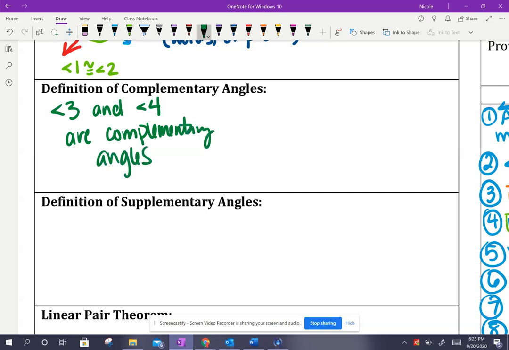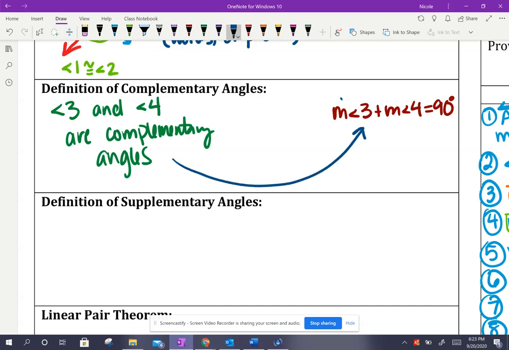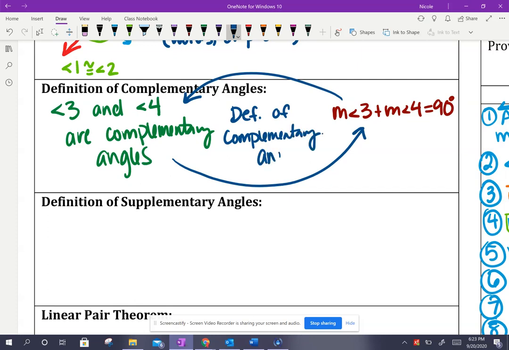And our response to that is going to be the measure of angle 3 plus the measure of angle 4 equals 90 degrees. So again, just like some of the other ones we've done, this works in both directions. So you can do the definition of complementary angles. The definition of complementary angles.